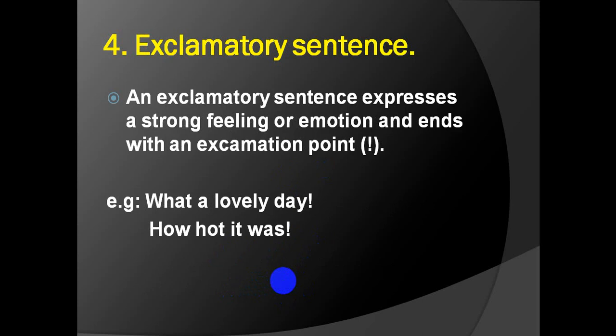What is an exclamatory sentence? An exclamatory sentence expresses a strong feeling or emotion and ends with an exclamation point. Here is the example: What a lovely day! Or: How hot it was! So it tells here the strong feeling or emotion that someone is experiencing on that day. So how lovely is the day? It is really a lovely day, right? So this is what we call an exclamatory sentence.